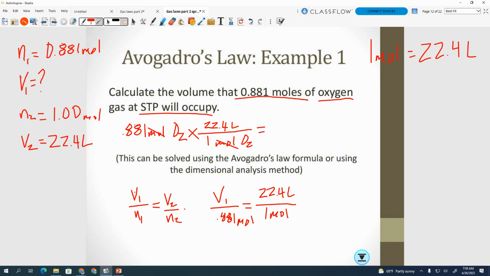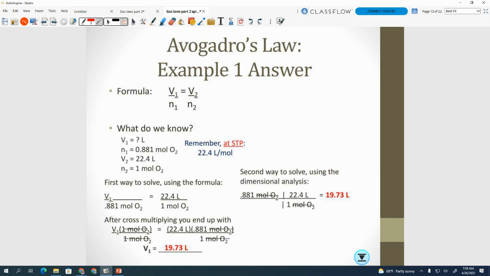All right, slipping over to the next page, just showing you like I said, we could do it both ways. We could solve it as dimensional analysis. Like I said, I would have set it up this way. 0.881 times 22.4 gives us 19.73. Or if we set it up using Avogadro's equation, it's the same thing. It's just instead of being an equality, I set it up as more of a formula. So we end up with 19.73 liters. Either way gets you the same answer. So just know that like last week, there's more than one way to get to the same answer.